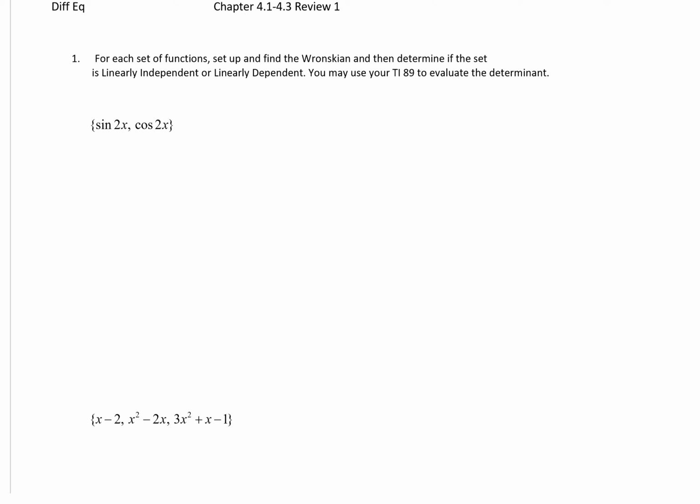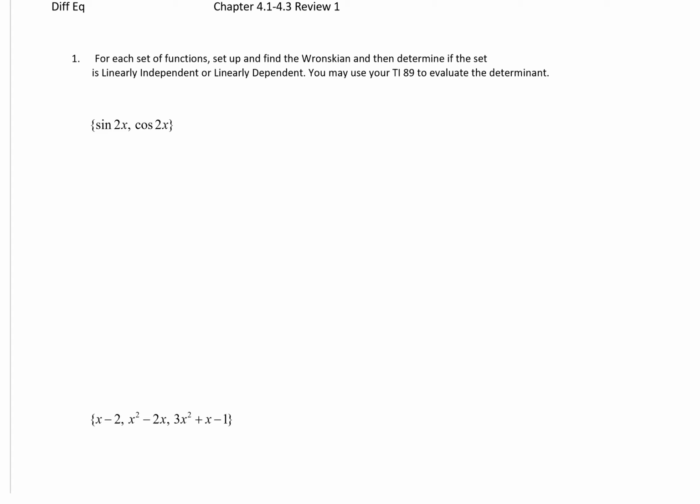We're looking at the Chapter 4.1, 4.3 review. We're getting prepared for our test, and it's been a while since we've tested to see if answers are linearly independent or linearly dependent. This is from section 4.1, and the Wronskian is used. I'm going to do this quickly. We're going to make videos really by problem. This first video is just going through this first page, problem 1.